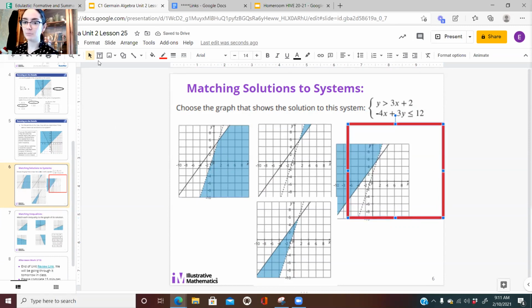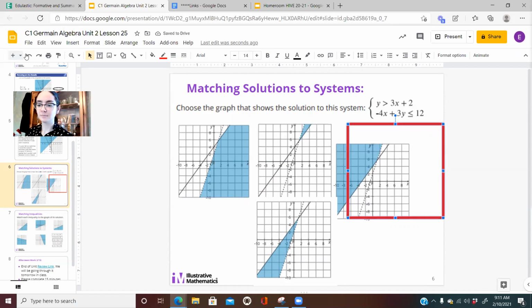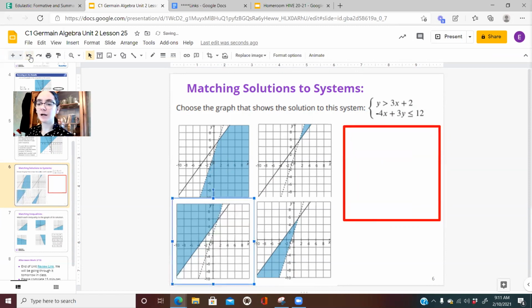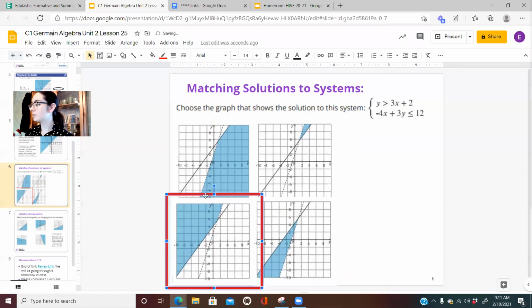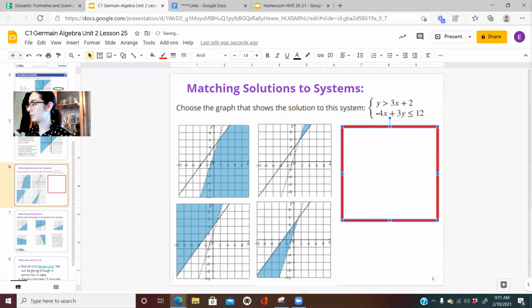Actually, I would move the red box around the one that you want. I'm not saying that that's the one. That was just the one that was easy to grab. Taking another minute to work on this one. Actually, I'm going to say 2 minutes. Go ahead.